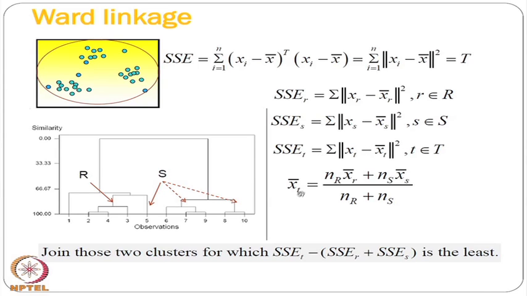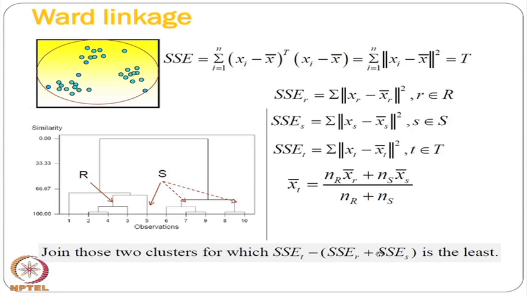Now, what will be the centroid of this? When you join the two clusters R and S, you get this SST value, and the centroid of this cluster can be calculated as we have seen earlier. Then what will we do? Basically, you have to find out how many clusters there are. For every 2 clusters, if there are k clusters, you get kC2 combinations. For every combination you find the SST. Then you join those 2 clusters for which SST minus the individual SSEs is the least.